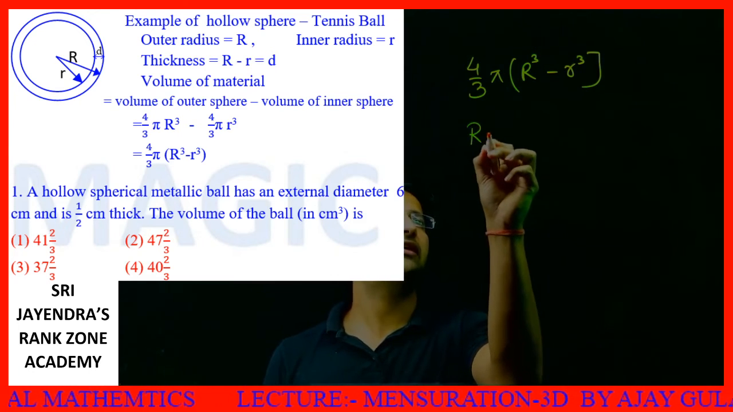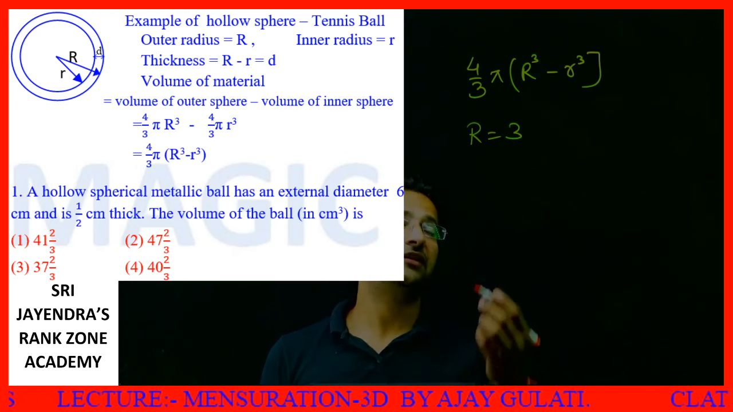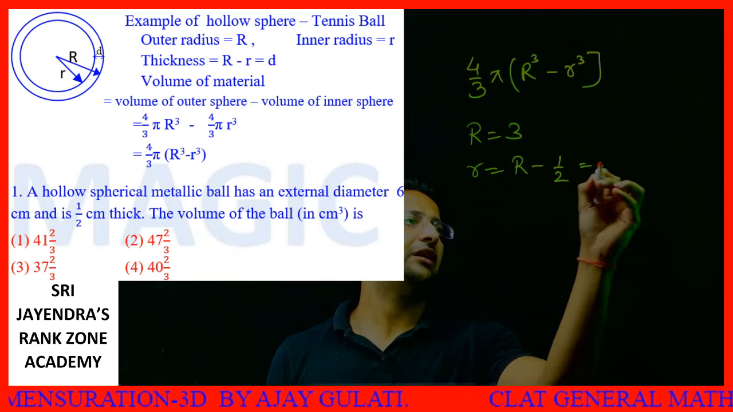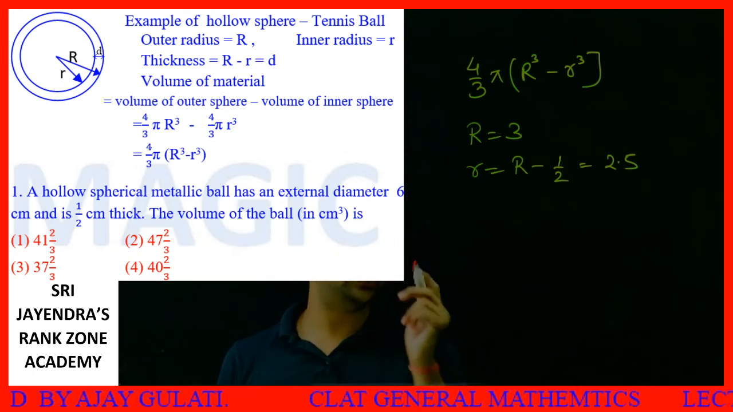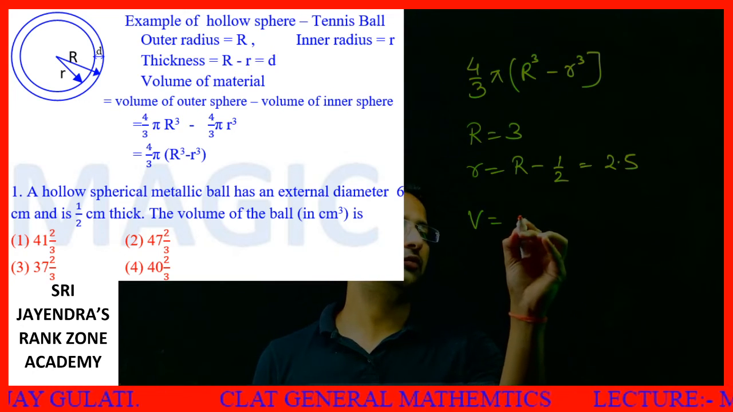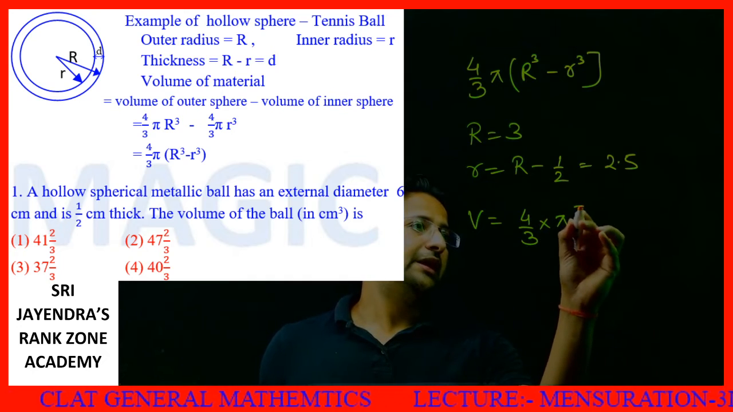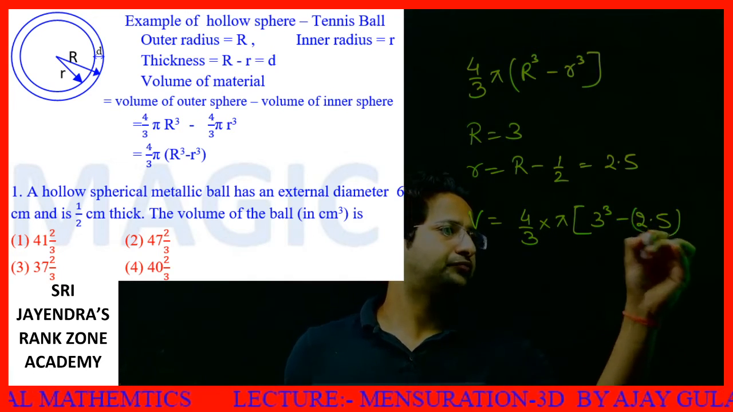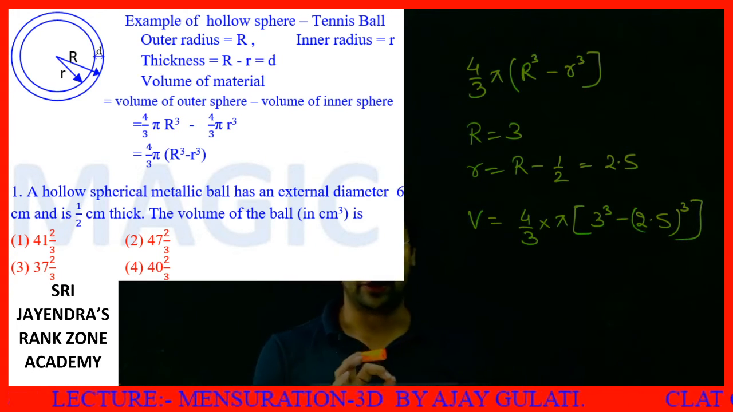Okay, a hollow spherical metal ball has an external diameter of 6. So let's say R is equal to 3, and half centimeter thickness. So small r will be what? R minus the thickness. Thickness is half, so you get 2.5. So the volume of the ball will be 4 by 3 into pi into 3 cube minus 2.5 cube.